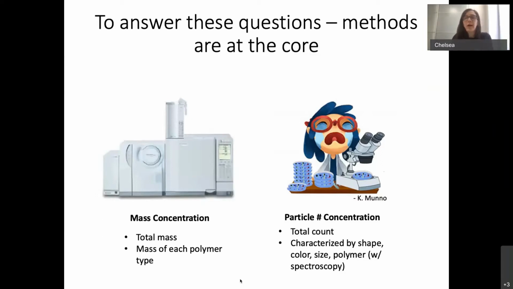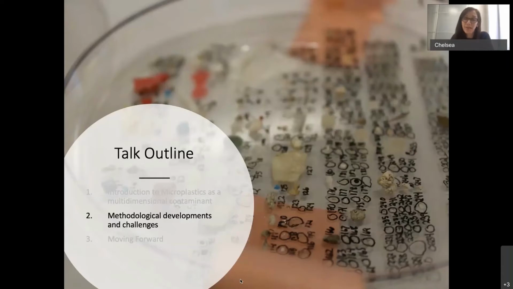So now I'm going to talk a bit about the methods and the things that we have to consider when we think about methods. It won't be a laundry list, I won't have them all, but I'm going to mention some of the ones I think are really important and share some of the work we've been doing in our lab in order to address these.